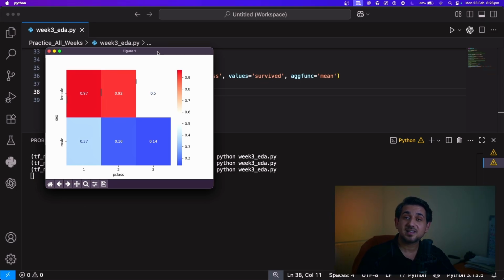The most fascinating insight? Look at women in third class versus first class men. Even though first class men had the highest status, their survival rate of 30% was actually lower than the 50% survival rate of women in the lowest class. We didn't need to train a single model to find this interaction between features. The data just handed us the answer.